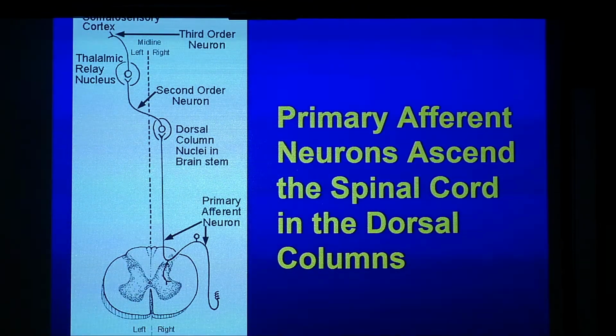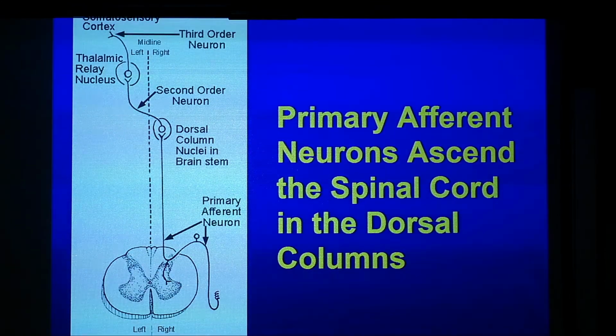Second order neurons go to the thalamus and synapse onto third order neurons in the thalamic relay nucleus. But again, it's 1, 2, 3. 1, primary sensory afferent. 2 is second order, crosses over, synapses onto third order in the thalamic relay nucleus. And that's the pattern for all somatosensory systems.